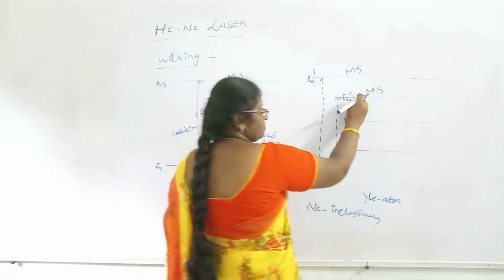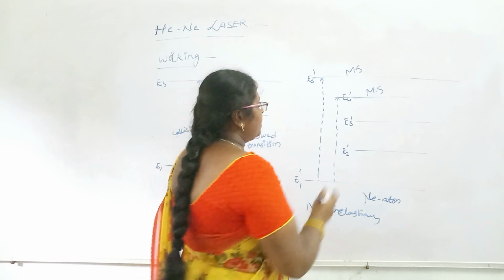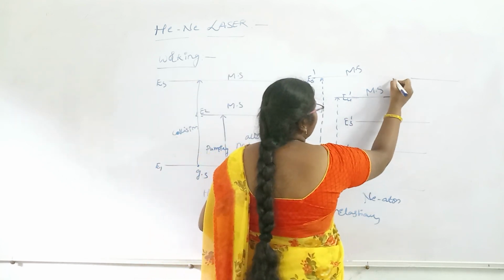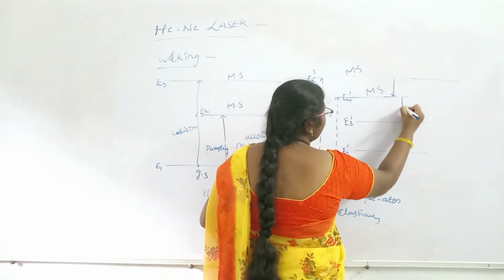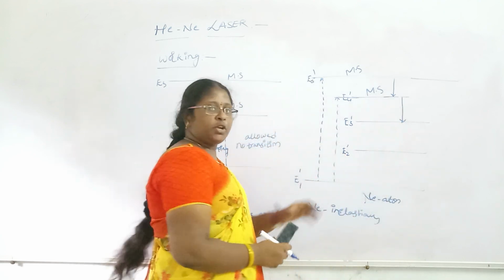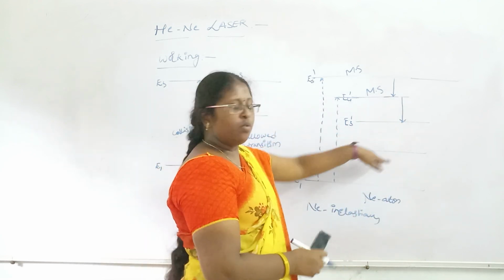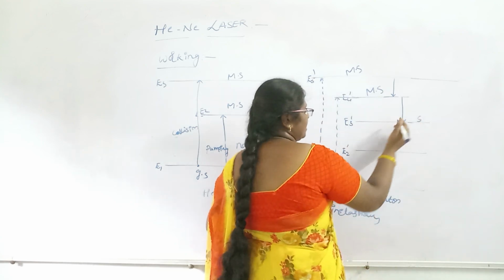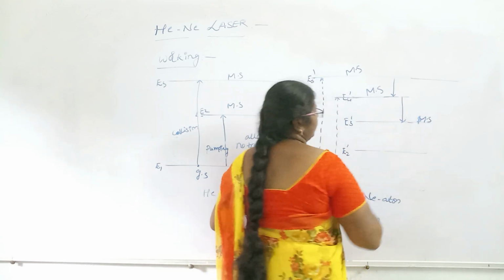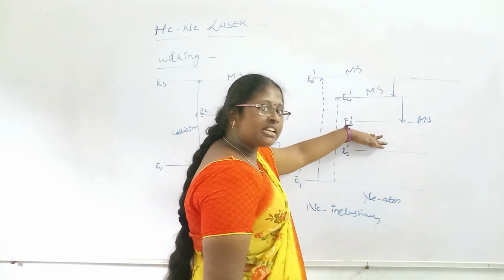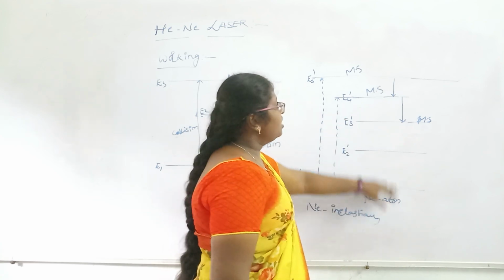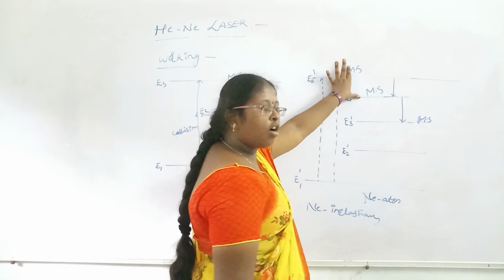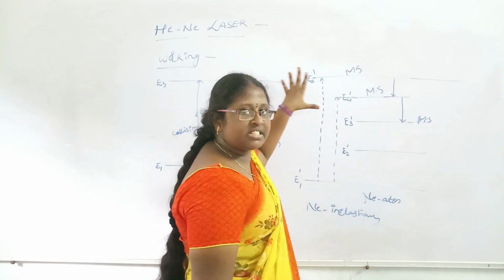These two are the metastable states, and after pumping, the atoms will be jumped to the metastable state and the states that are called E3 dash. This is also called a metastable state. This E3 dash is the metastable state for the neon atom. These two metastable states are the helium atom metastable states.